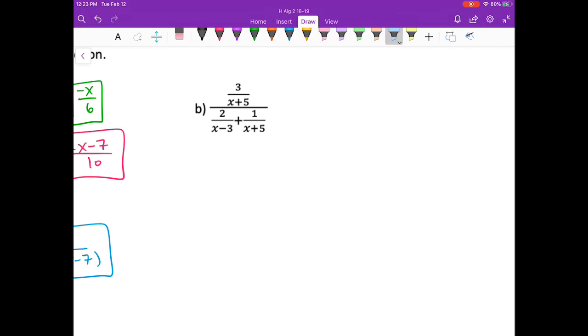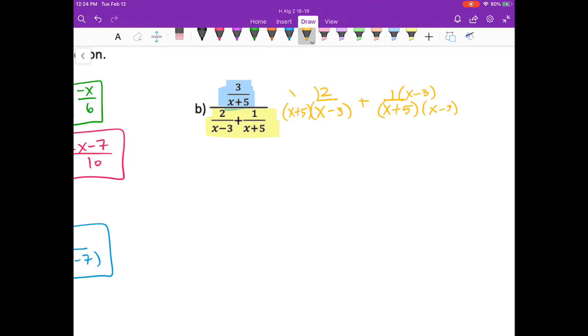Example B is going to be even more fun because our numerator, well, okay, our numerator is super easy. He stays like he is. Our denominator is just going to involve a little bit more than it did in the last example, and that's okay. So our denominator, we need to simplify. Our LCD, as we are taking 2 over x minus 3 plus 1 over x plus 5, our LCD is just going to be x plus 5, x minus 3. So our first fraction is missing that x plus 5, and our second fraction is missing the x minus 3.